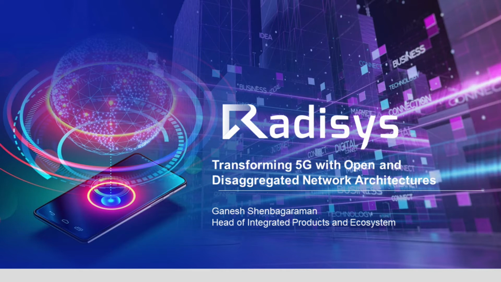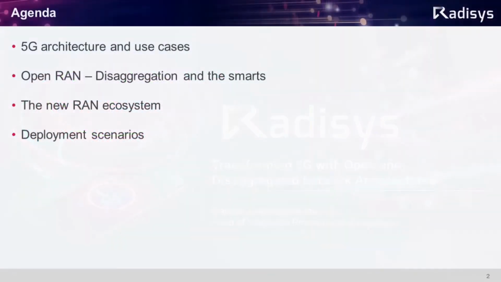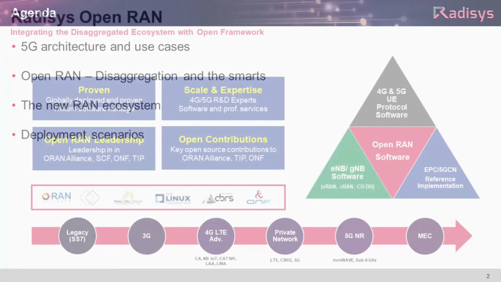In this presentation, we are going to talk about the promise and potential of 5G and how open and disaggregated network is going to suit various deployment needs, and the new ecosystem that is emerging and enabling this transformation. We'll also talk about the various deployment scenarios and the disaggregation network architecture fitting into those needs. So that's the outline of the agenda we have, and we will get into this discussion quickly.